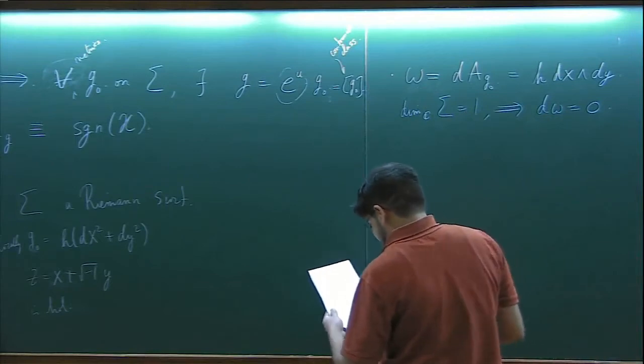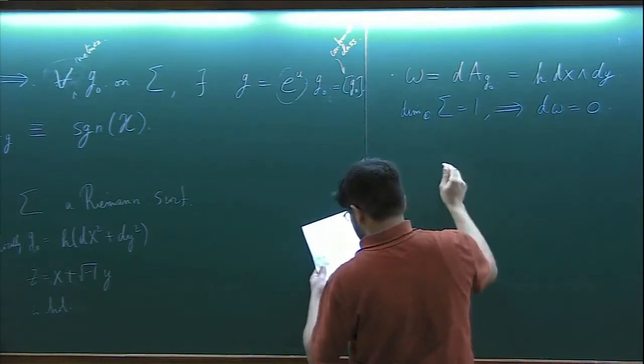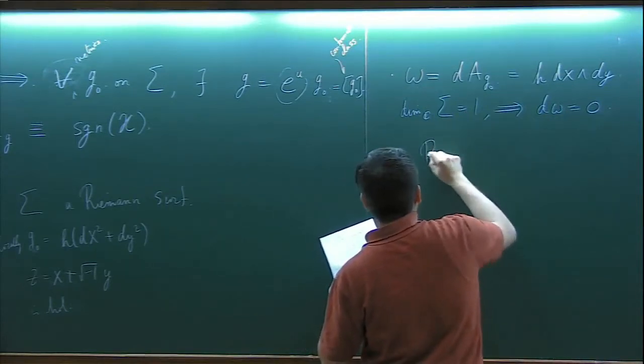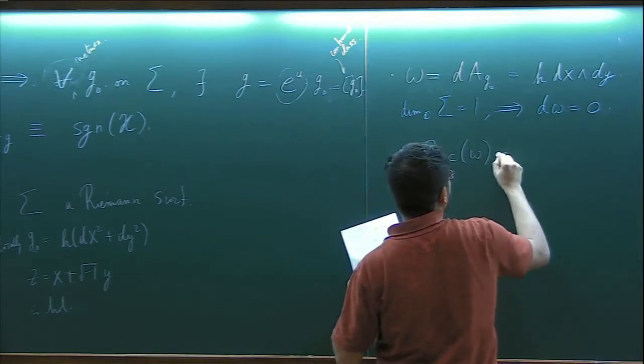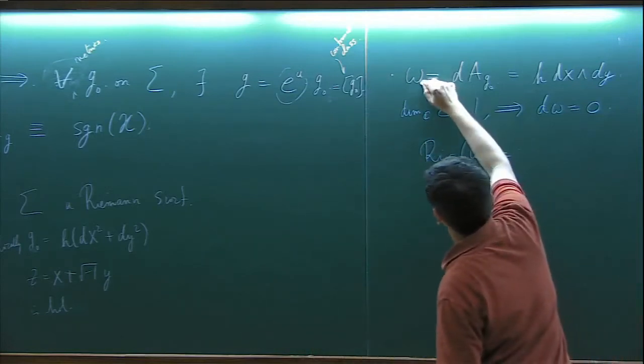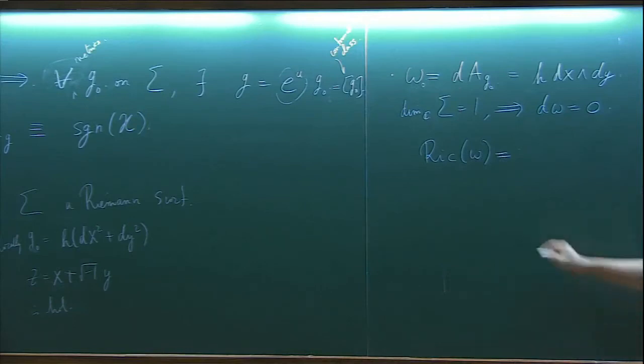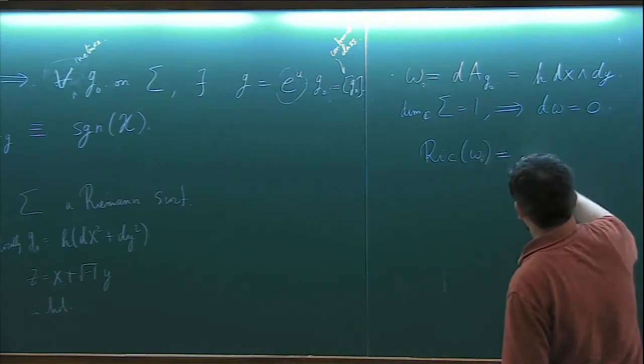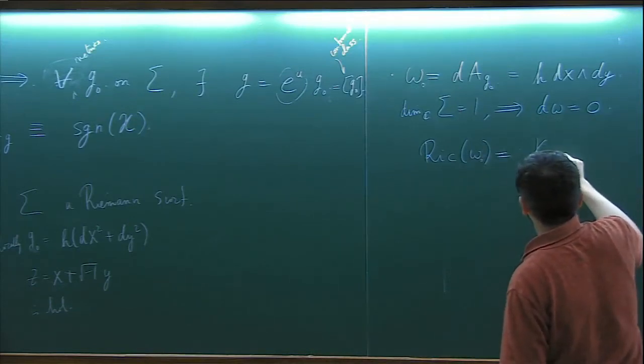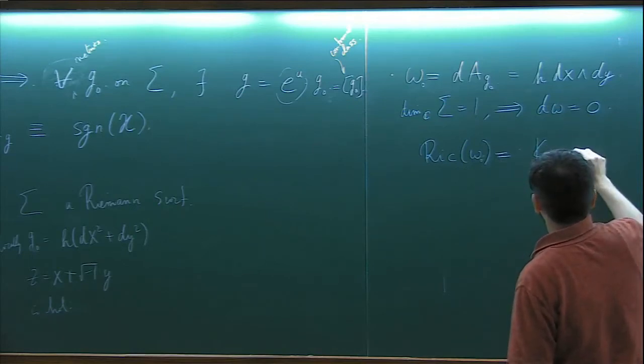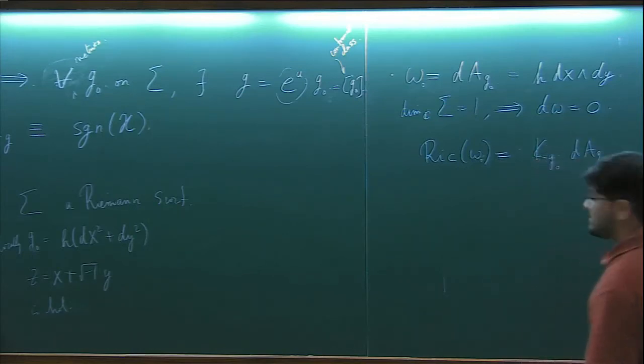And so if you compute the Ricci curvature of this omega, so maybe I'll call this omega naught, up to some constant, this will turn out to be the Gauss curvature times the area element.